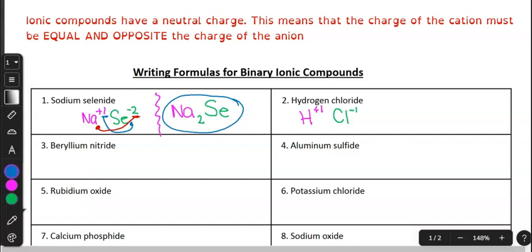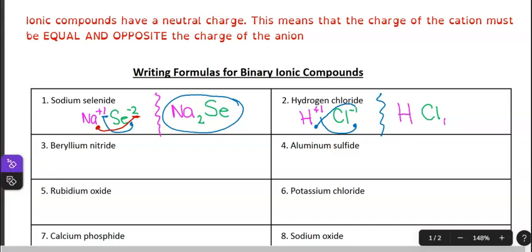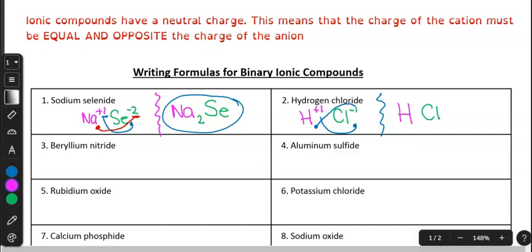-1. So to figure out the formula, I'm just bringing down the 1 from hydrogen and writing it over here by chlorine. I'm bringing the 1 from chlorine and writing it down here by hydrogen. Notice that I'm not carrying over any of the charges. So I have H1, and then I have Cl1. But remember, we don't write the ones as subscripts, so I'm going to erase them. And this is finally our final answer. That is the formula for hydrogen chloride.